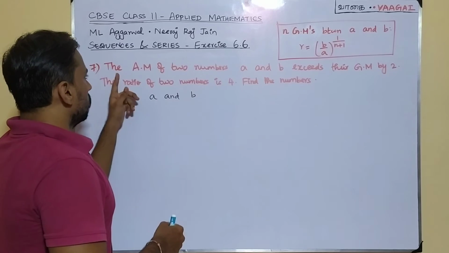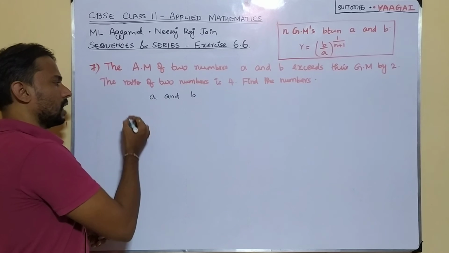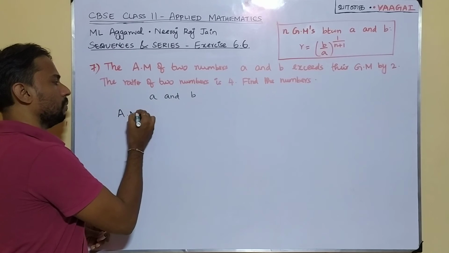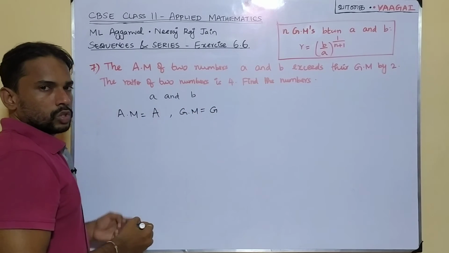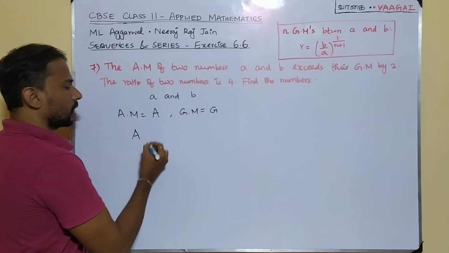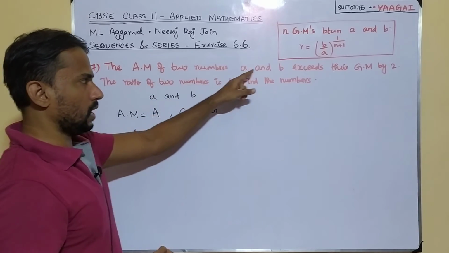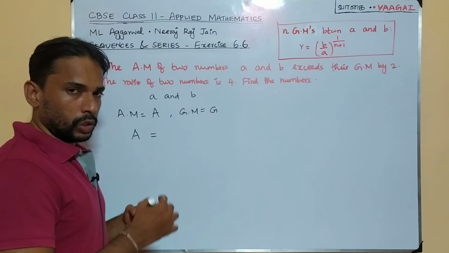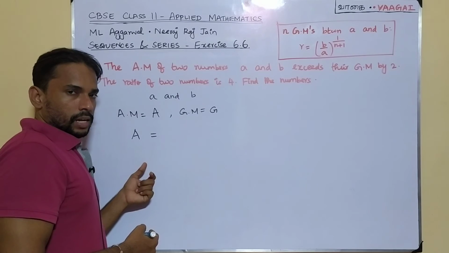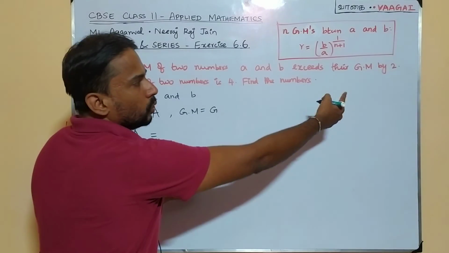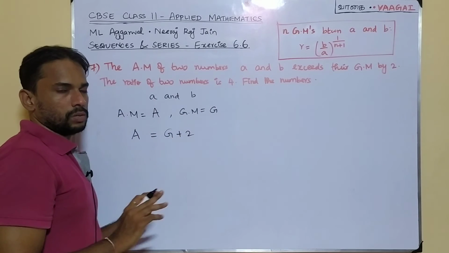Let's read it again. The AM of the two numbers A and B. Let us take the AM to be A and the GM to be G. We will express it like this. They are saying that this AM of the two numbers A and B exceeds their GM. Exceeding the GM means this value is more than the GM by 2. That is, this is equal to the GM's value, G plus 2. Very simple.